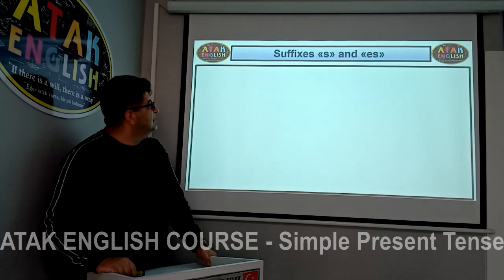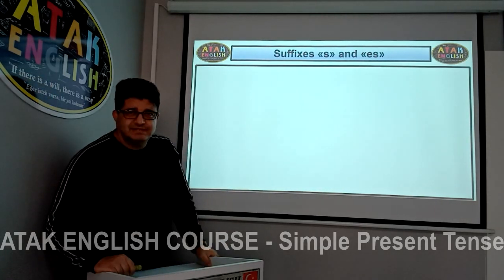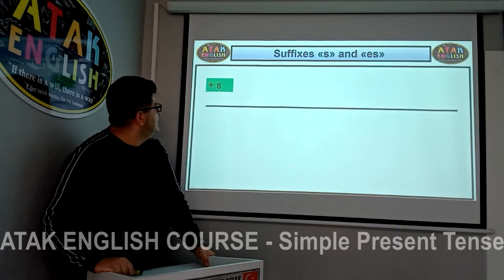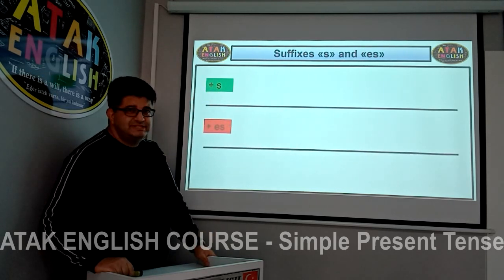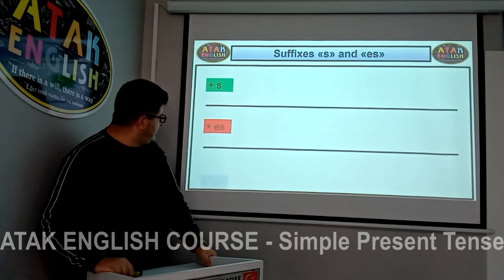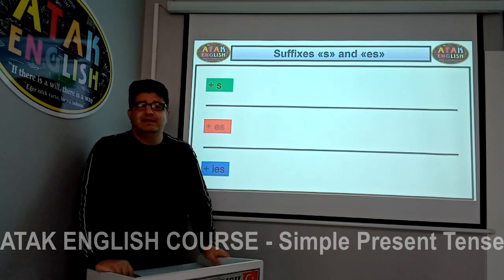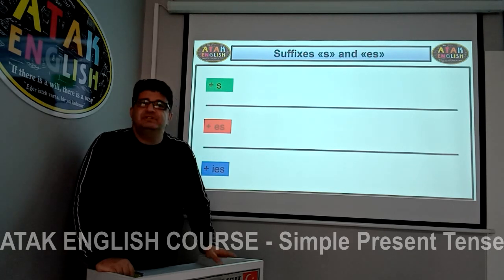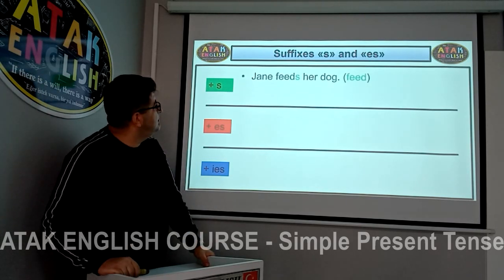Okay, let's talk about suffixes s and es. We said that we were going to come to that, right? Plus s. Or we sometimes add es at the end of the word. We also mentioned that sometimes we add ies if we use third person singular as the subject in simple present. Okay, let's see them one by one.